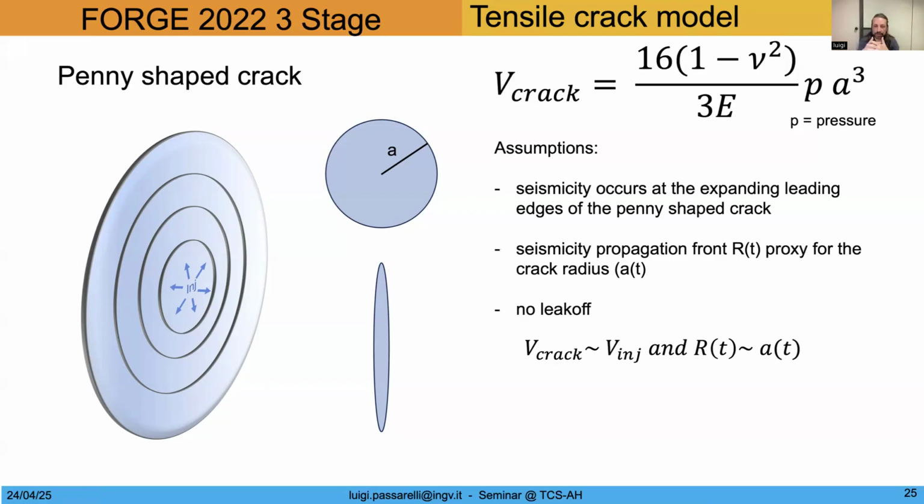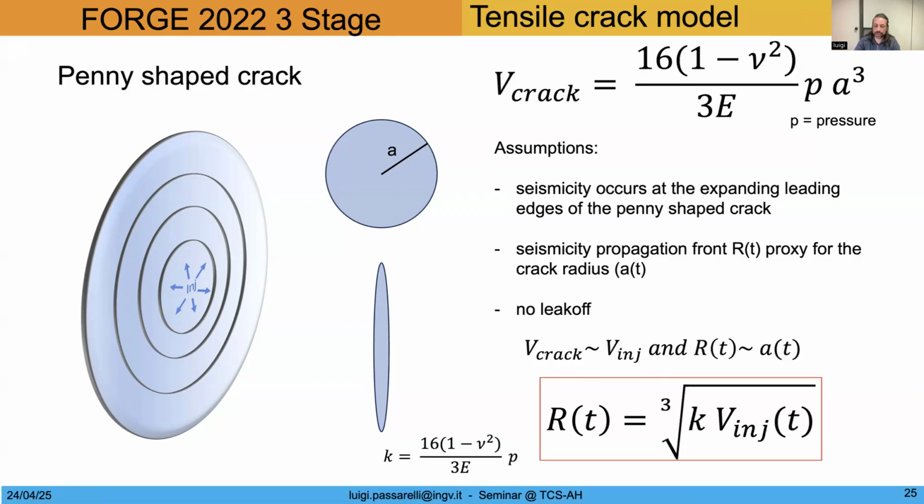And if you assume that there is no leak-off, so the volume of the crack is filled by the injected volume and there is no leakage of the fluid, which in first approximation is a good approximation, then you can use the propagating front as a proxy of the radius of the crack. With this assumption, you retrieve a simple equation, a cubic law between the volume injected and the expansion of the seismicity front, through a constant which is proportional to the elastic parameters of the medium and the overpressure.